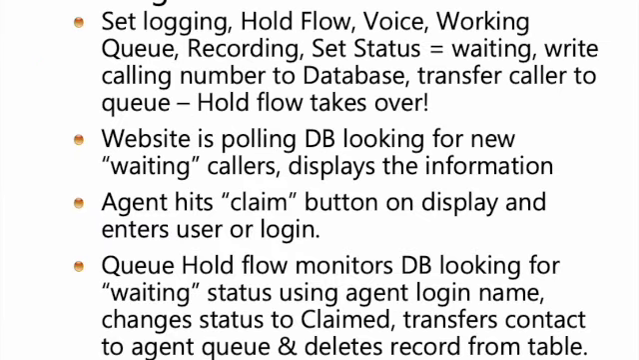So the incoming call flow is going to hit a contact flow, and we do the basics. You set logging, the whole flow, the voice, the working queue, the initial working queue, recording, set the status as waiting, because it's in the queue that we're going to cherry pick from. Then we're going to write that call to the database and transfer the caller to the queue that we are going to be using for the cherry picking process.